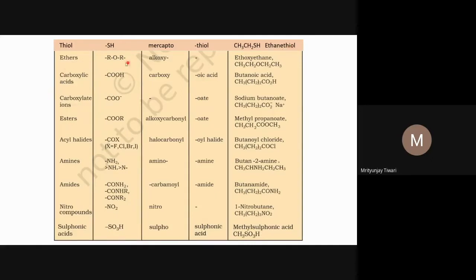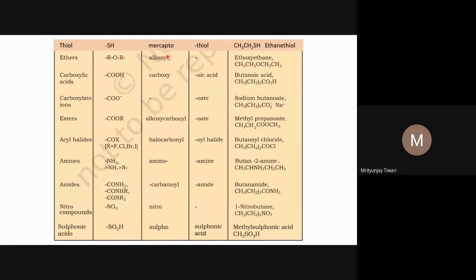Now the ethers. We have seen that in ethers the oxygen atom is connected to two carbon atoms, or otherwise both hydrogens of water are replaced with two different alkyl groups. And usually this OR group is always considered as a substituent. It is not considered as a principal functional group. In writing the IUPAC name of ethers, it is always used as a prefix.